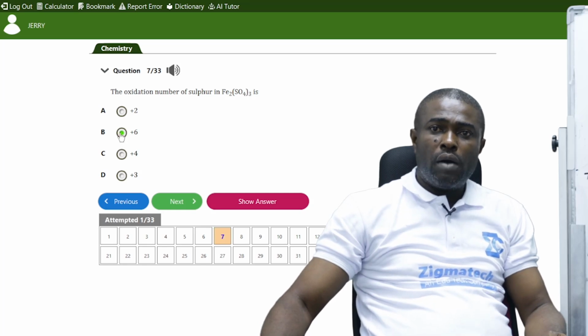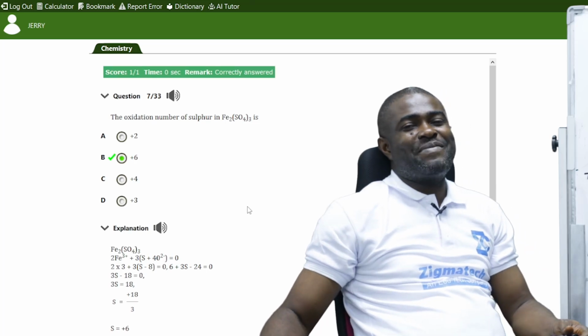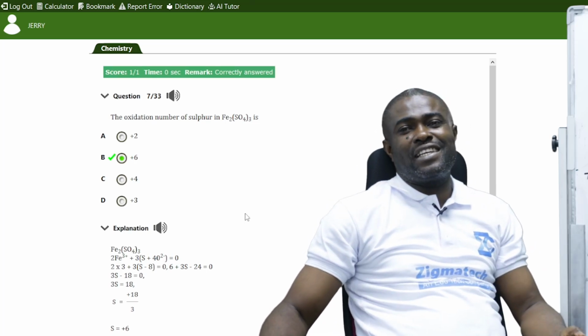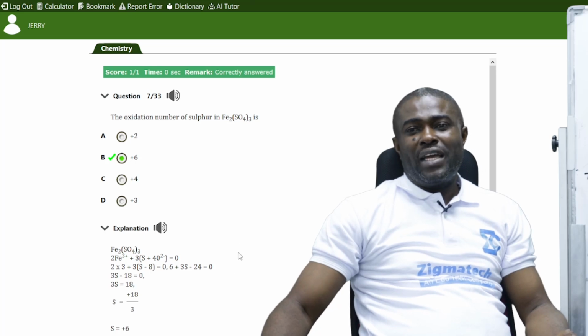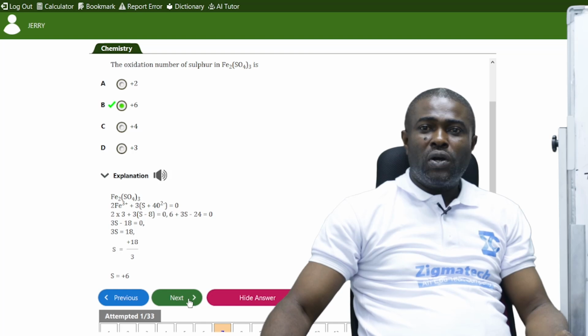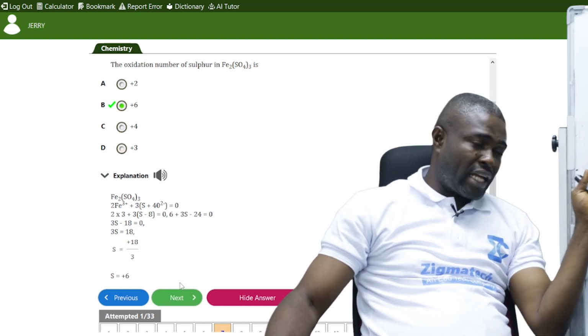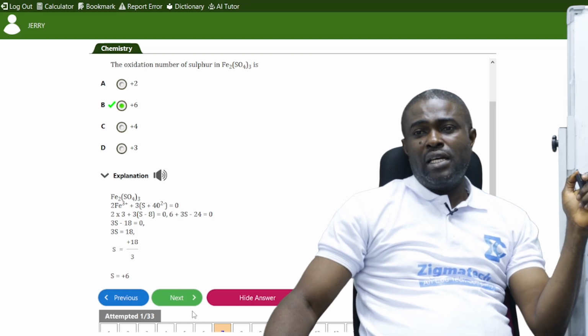Let's now check the answer. Option B, we are correct. That is fantastic. Look at it. Can you see the solution, how it's being solved? That is exactly the rule we have just applied.